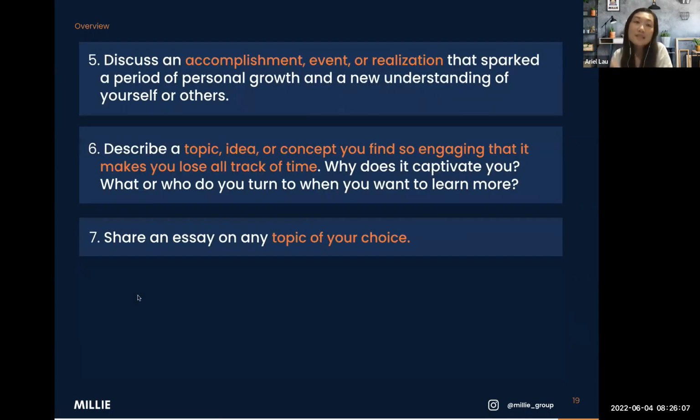And next, this deals with accomplishment, event, or realization. So this is the complete opposite of the challenge, setback, and failure that we saw earlier in the last slide. And for this particular prompt, the focus is actually not telling the admission officers about your accomplishment. This should be like the first 20% of your essay, just quickly describing and really outlining the level of accomplishment that you managed to achieve in this particular incident outlined in the essay.